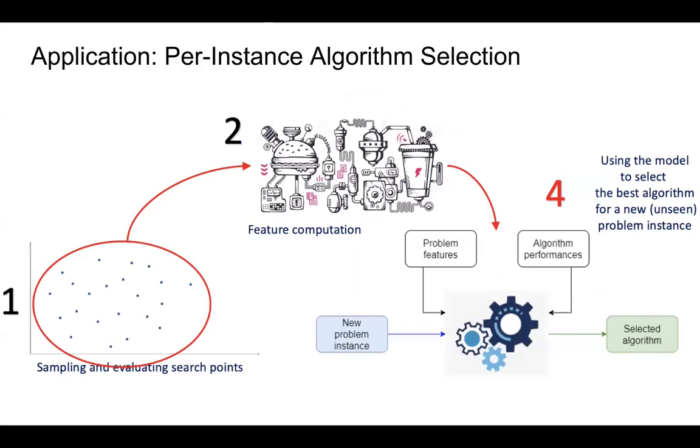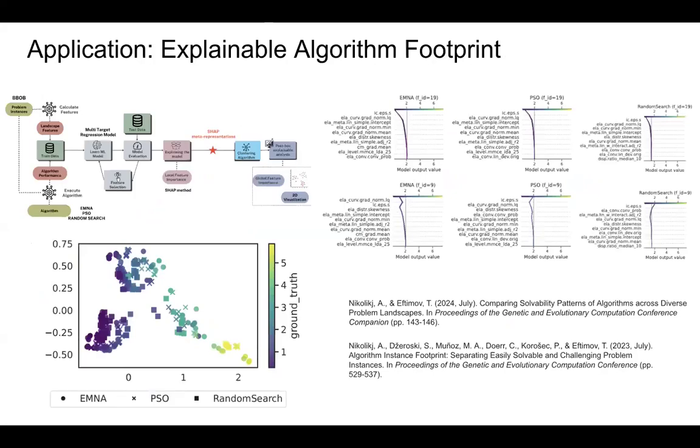And then we're obviously using this for algorithm selection. So I have already explained this process essentially, how it goes is doing sampling, feature computation, and then you're training a machine learning model so that when a new problem instance comes, you can use the machine learning model, which will choose the best algorithm. And also what you can do on top of that is include explainability. So we're calling this the explainable algorithm footprint.